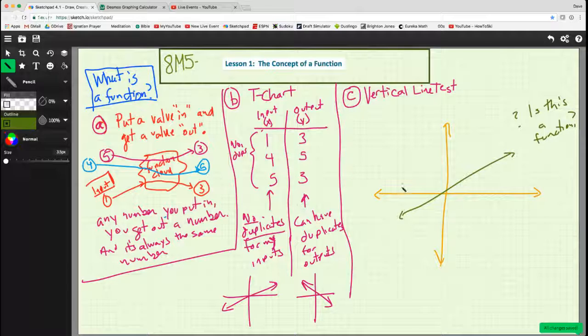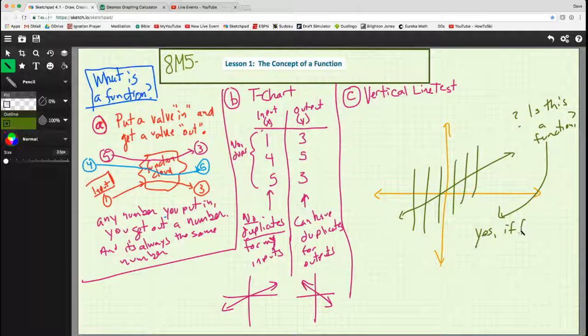And the answer will be yes, if I can make a vertical line. If for every vertical line I draw, I only hit the line once. Right? Is this a function? The answer is yes, if for any vertical line I draw, I only hit the line once at most.